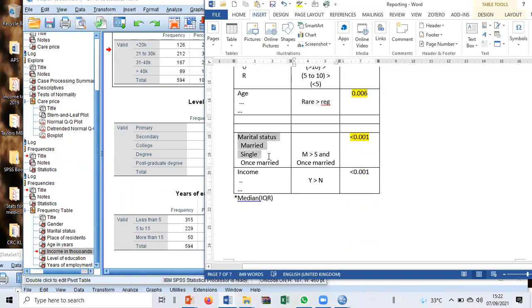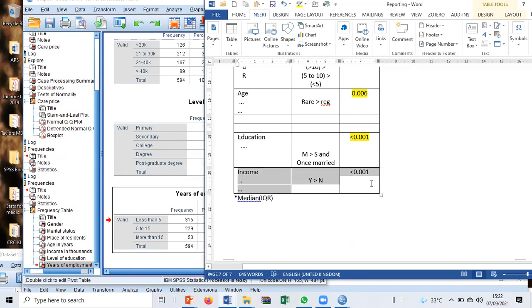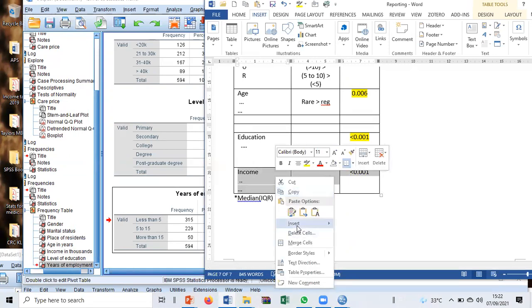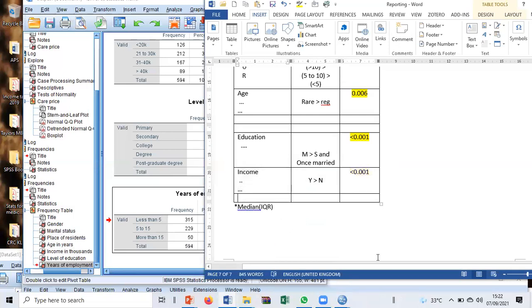Education, five levels. Years of employment, right? Yes. Employment, straight level. Okay, employment.